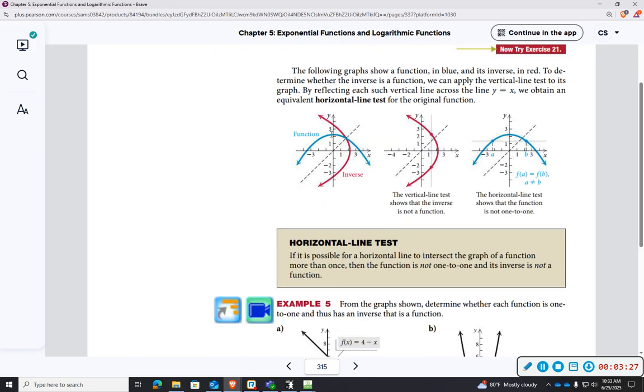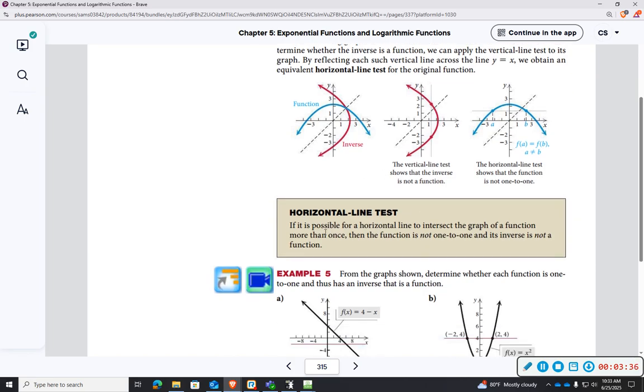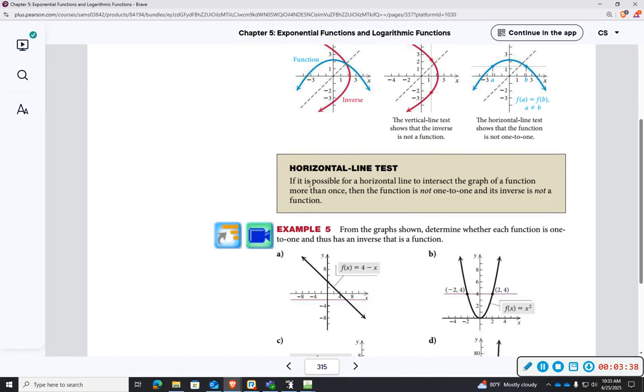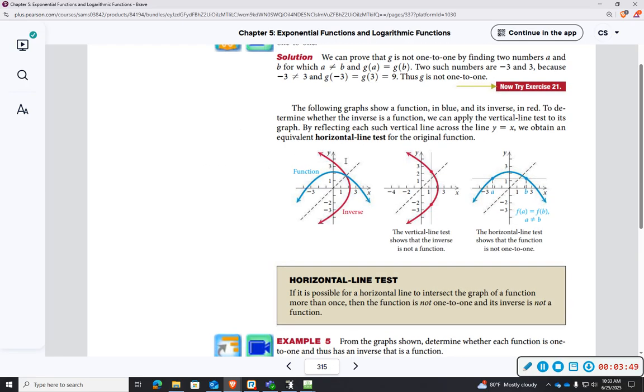If you're looking at a graph and you want to know, is the graph a one-to-one function, we do what we call the horizontal line test. The horizontal line test just says if it is possible for a horizontal line to intersect the graph of a function more than once, then the function is not one-to-one. So if I was just to draw a line straight across anywhere horizontally, it should only cross one time. We have a vertical line test. We also now have a horizontal line test.